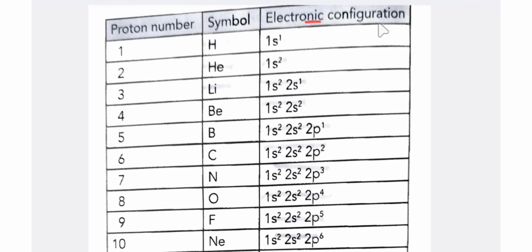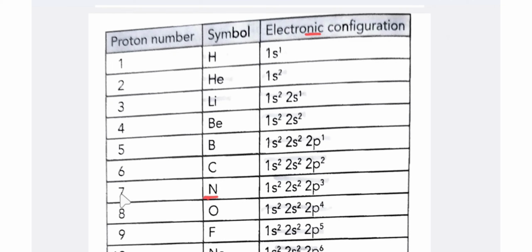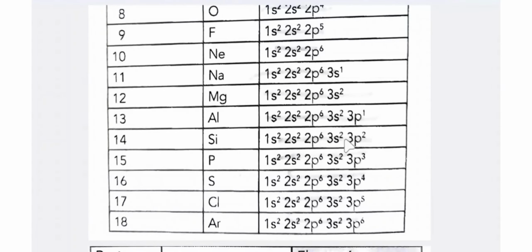Then for determining the electronic configuration, let's choose any random element. Let's suppose nitrogen. What would be the electronic configuration? Nitrogen has 7 electrons, so it would be 1s2, 2s2, 2p3. That means 1s2 has 2 electrons, 2s2 has 2 electrons, and 2p3 has 3 electrons. So 2 plus 2 plus 3 is 7 electrons. Oxygen has 8 electrons.